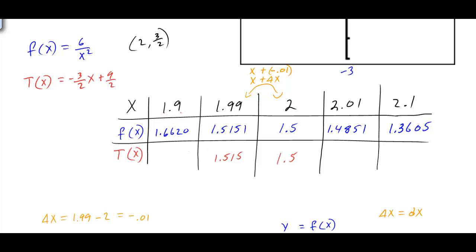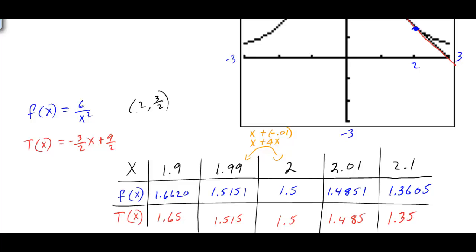And even if we go out to 1.9, we get 1.65. So once again, we're accurate out to at least one decimal place. 1.6620 is the original function, and our approximation with the tangent line is 1.65. Now if we go above 2, we're going to see something very similar. If we plug in 2.01, we get 1.485, and for 2.1 we get 1.35.